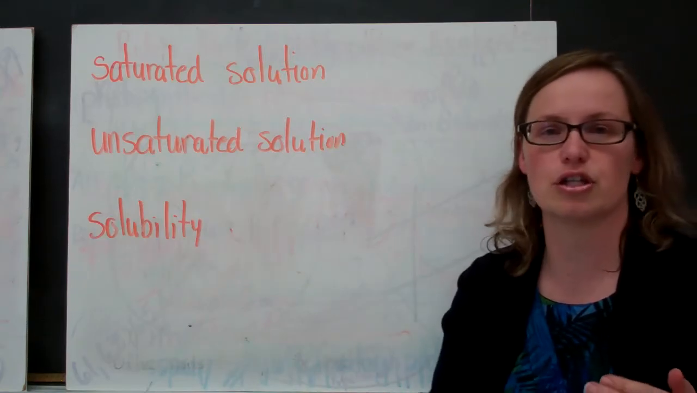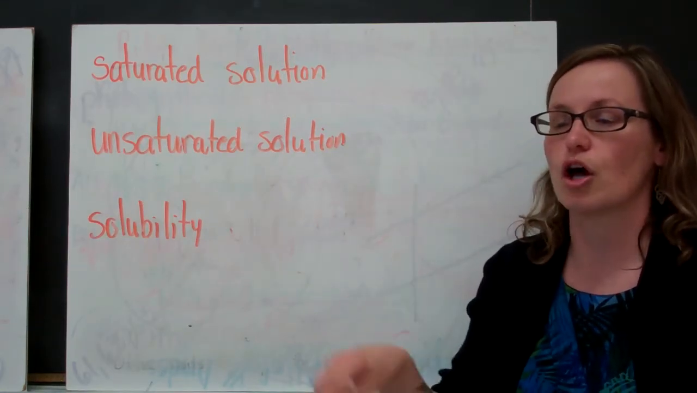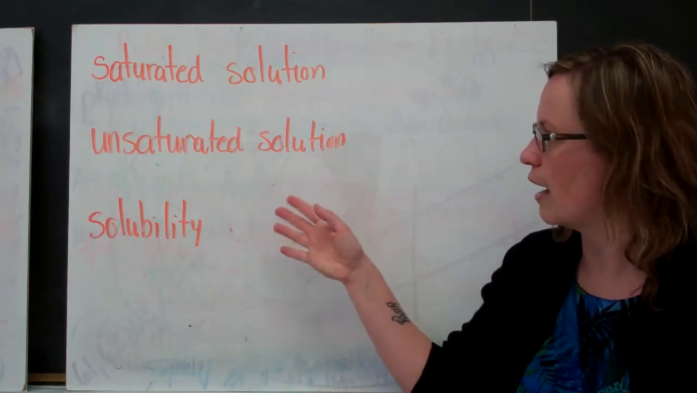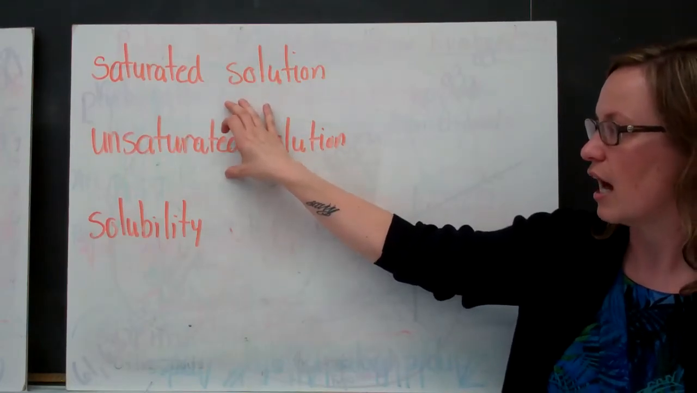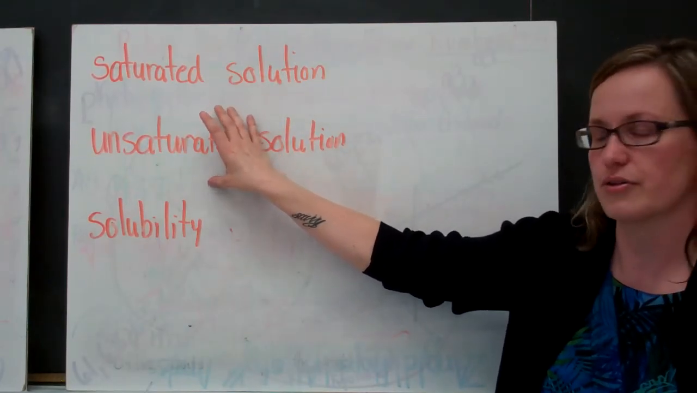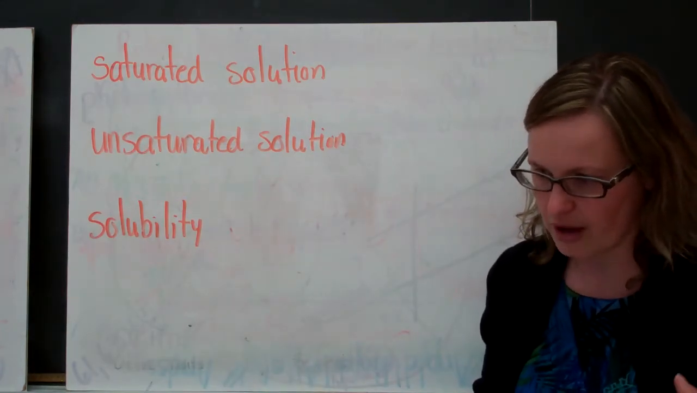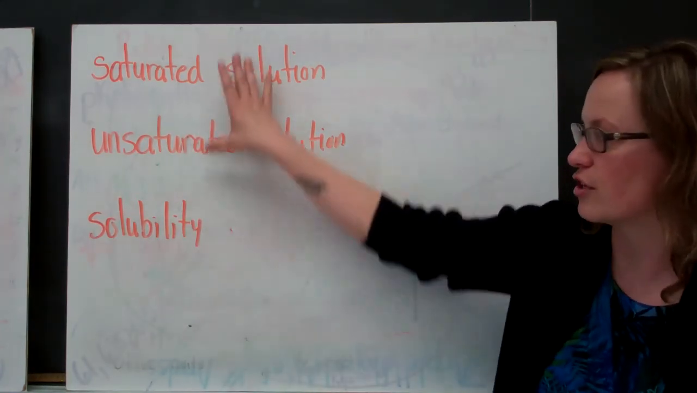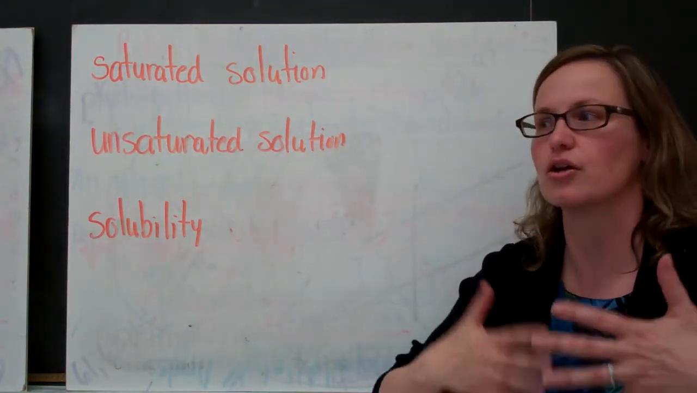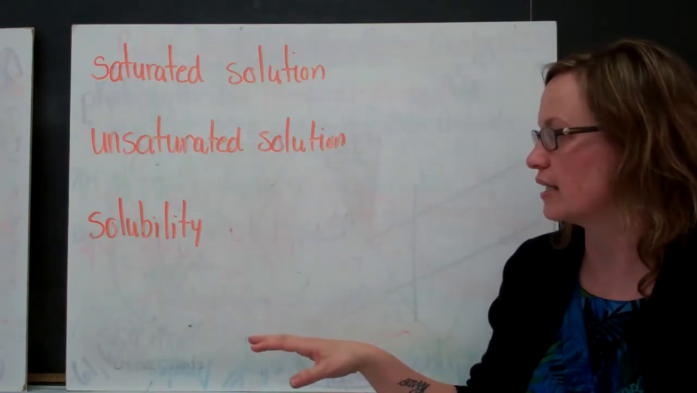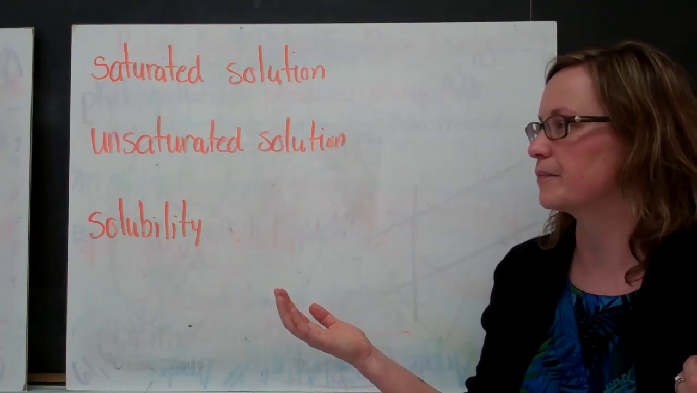An unsaturated solution is one where there's still room for more solute to be dissolved. That has to do with concentration. This would have a high concentration and this would have a dilute concentration. And then solubility. That's the difference between these two, where you're measuring how much of one solute can go into a solvent. So you're finding its solubility, or the saturation point of the solvent.